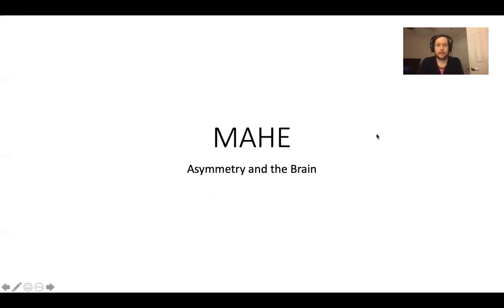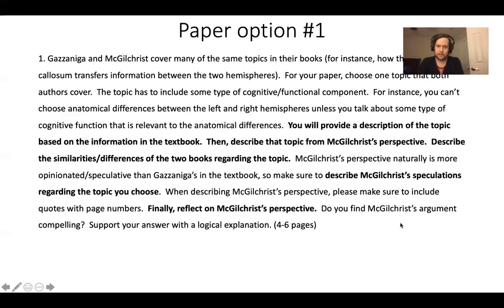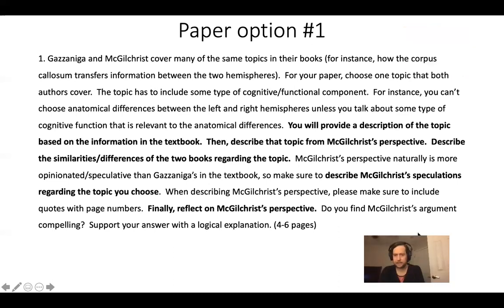These slides are posted, by the way, on Blackboard in the Master and His Emissary slides folder. These first few slides are the exact same things I showed you in the previous one. Here's paper option number 1. I'll remind you, you choose a topic both Gazzaniga and McGilchrist cover in the books.